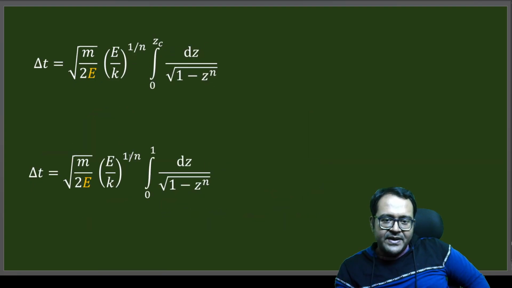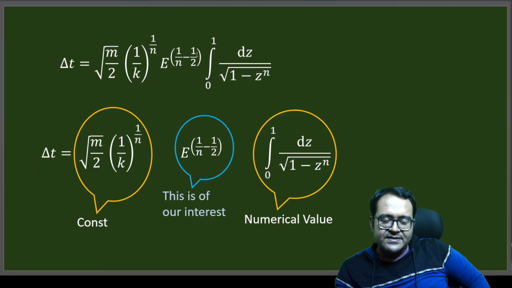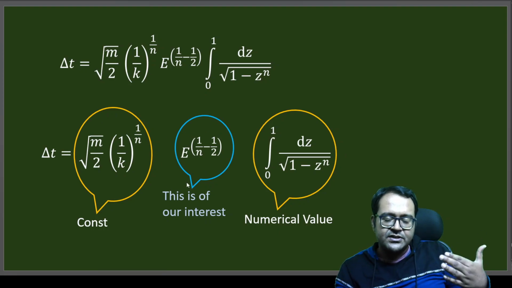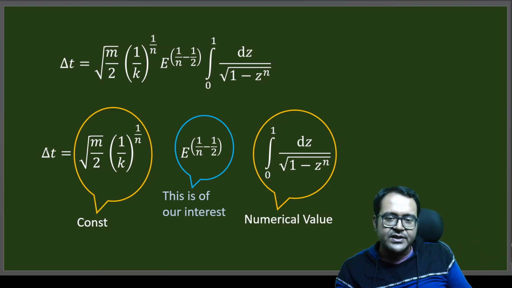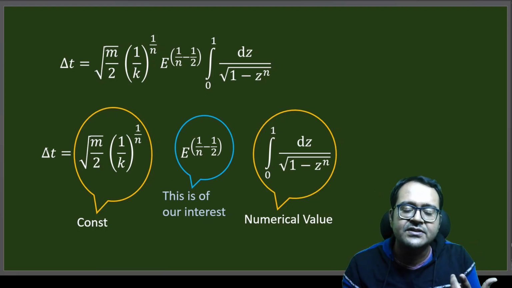E to the power 1 by n minus half. And there will be a k also. So this is of our interest. This is a constant. It has a numerical value. This is the result we wanted, the delta t. How does delta t depend on E? Delta t depends on E to the power 1 by n minus half.